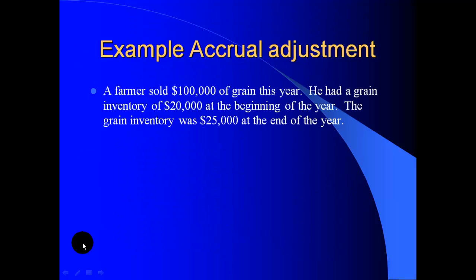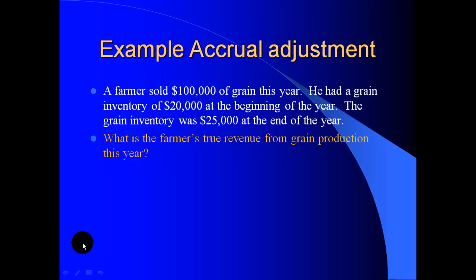So here's another example. A farmer sold $100,000 of grain this year. He had a grain inventory of $20,000 at the beginning of the year. The grain inventory was $25,000 at the end of the year. So what is the farmer's true revenue from grain production? And the other question would be, what would the accrual adjustments to the income statement be? And if you want, you could actually pause right here and figure that out, and then I will go on with the answer.